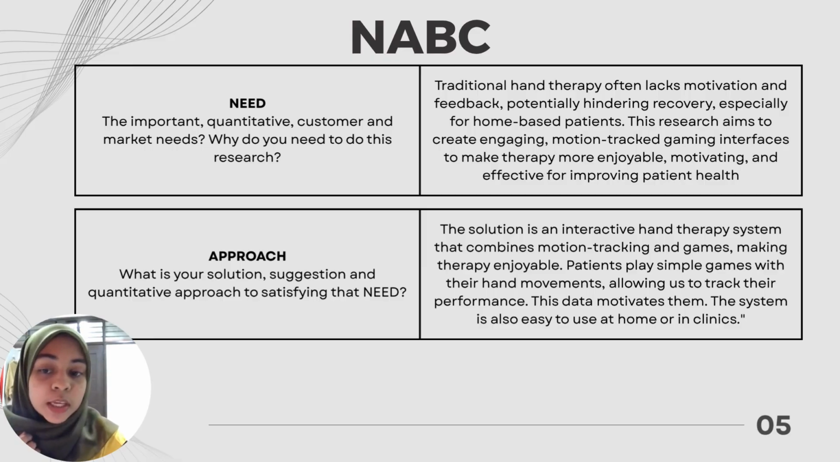So my part, I will explain about the NABC. N is need, A is approach, B is the benefit, and C is competition. So need: the important quantitative customer and the market needed. Why do you need this research?